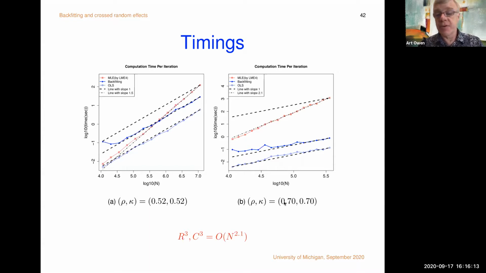If instead you go to 0.7, things are different. Now LME4 actually grows like n to the 2.1, which of course is triple 0.7. And the backfitting is still growing linearly with n.